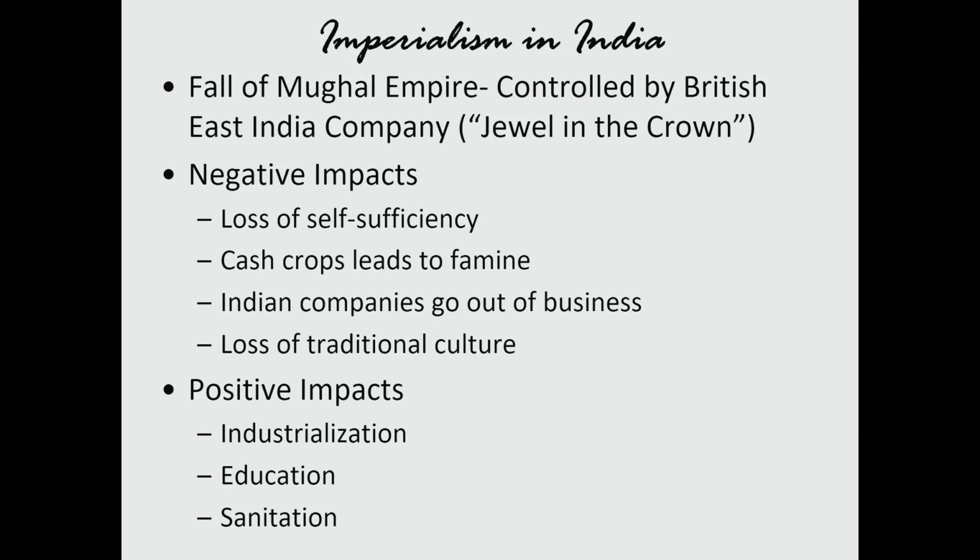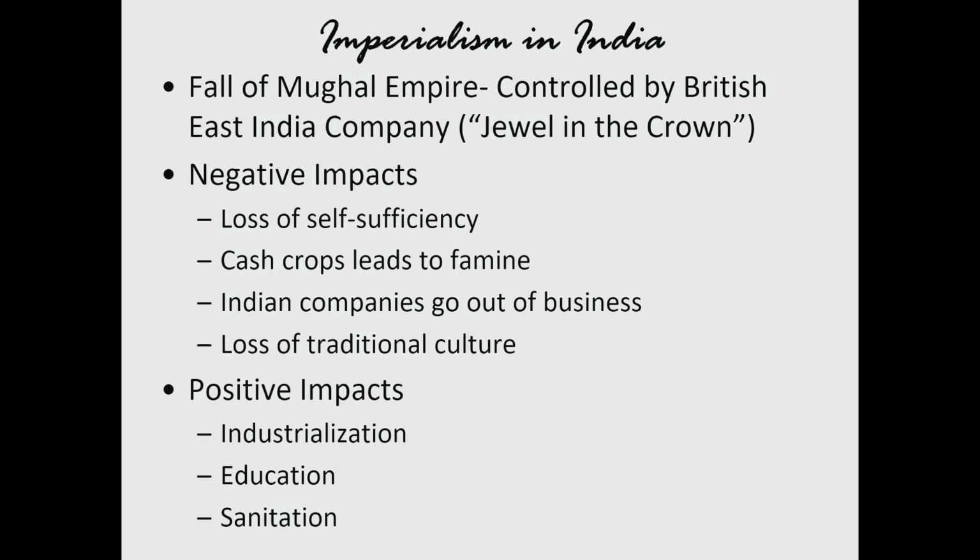The next place we talked about was India. India was controlled by the British East India Company. Britons looked to India for raw materials and markets to sell their goods. Negative impacts of imperialism in India. India was no longer self sufficient. They could not rule themselves.